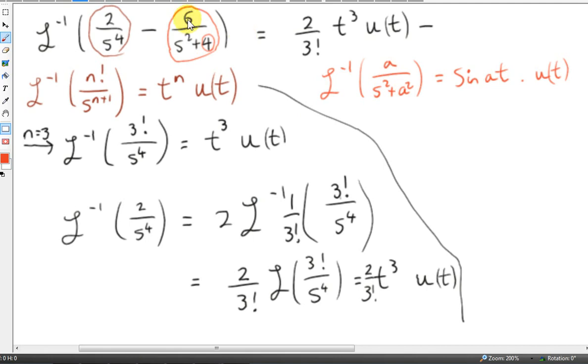But we've got a 6 on top here. So we've got to adjust this. So let's look at 6 over s squared plus 4, and we want to write it as 2 over s squared plus 4.